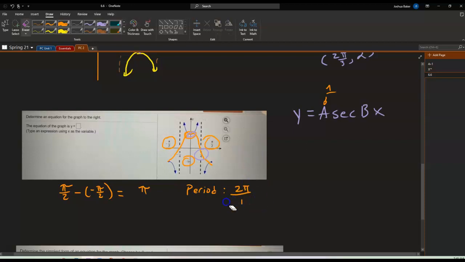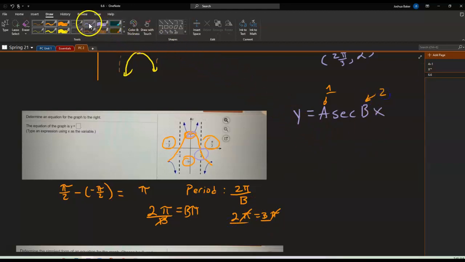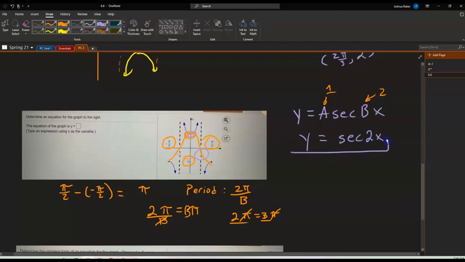I would say in this case, we don't really need to worry about the absolute value. So what we're going to do is set 2 pi over b equal to pi. I'm going to multiply both sides by b, and that gives me 2 pi equals b pi. Well, the pi's can cancel out, and that tells you that b equals 2. So my function here for this graph is y equals secant of 2x. You don't really need to write the 1.